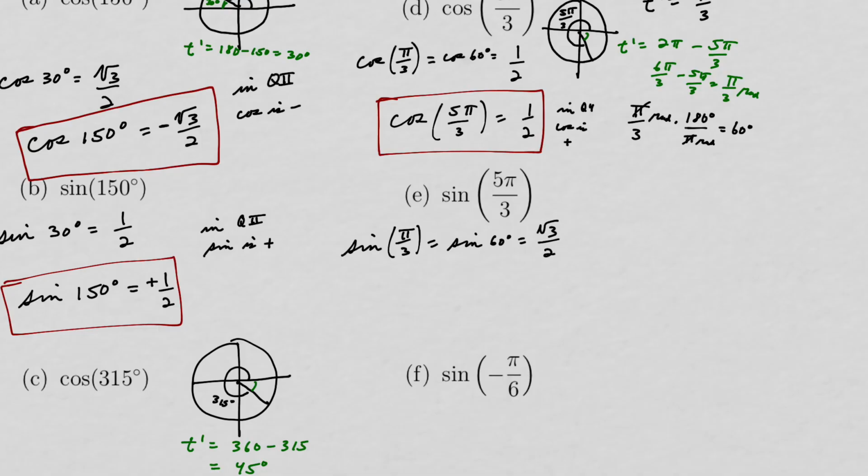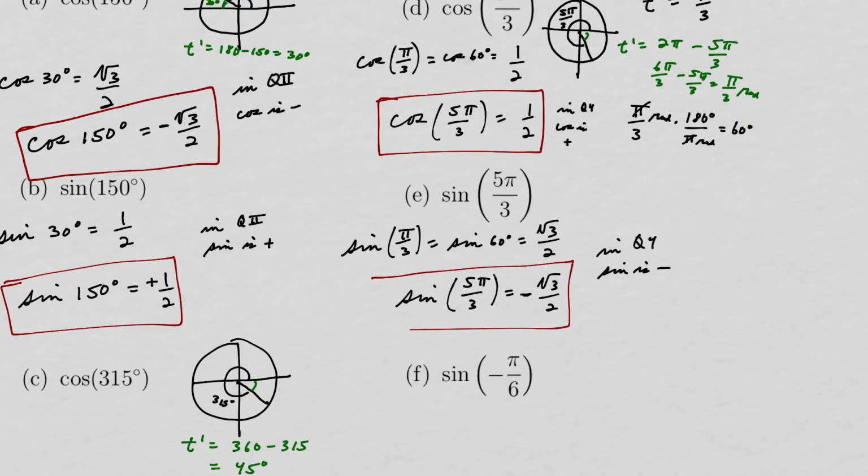So now I want to find what I really want, which is sine of 5 pi over 3. So it's going to be radical 3 over 2, but I just need to check whether it's positive or negative. Well, again, I'm in the fourth quadrant, so cosine is positive, right? All students take calculus. That means the other two, sine and tangent, are negative. So in quadrant 4, sine is negative. So that would be the answer. So sine of 5/3 pi is equal to negative radical 3 over 2.